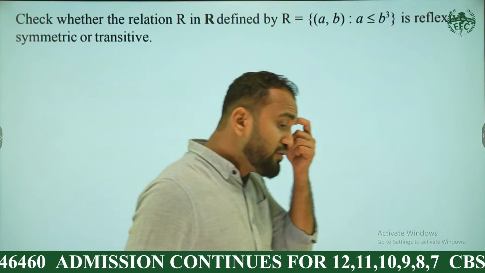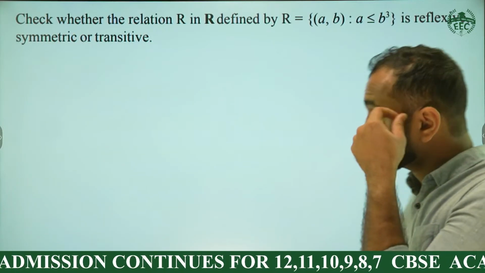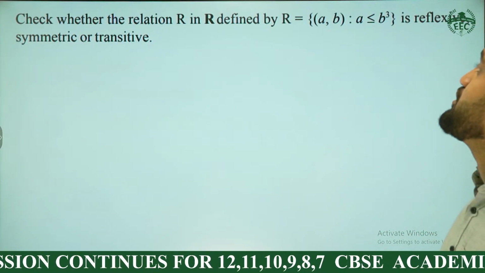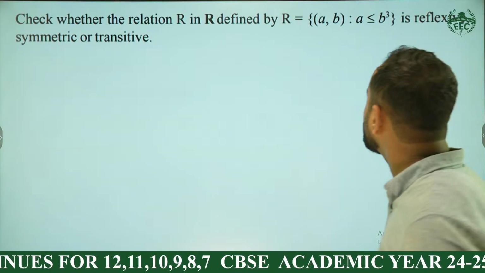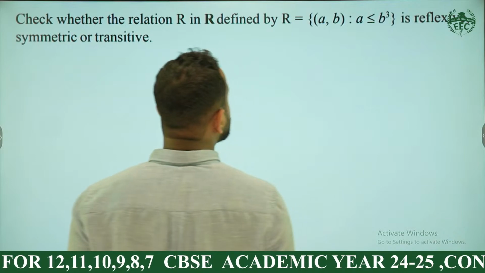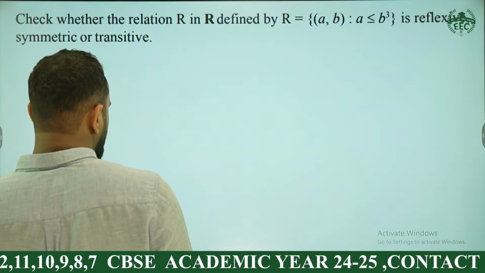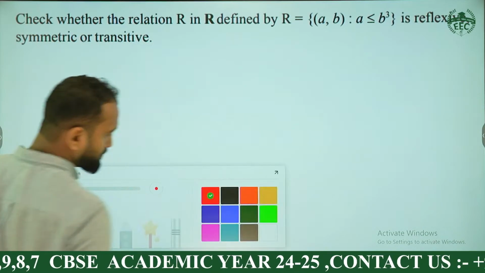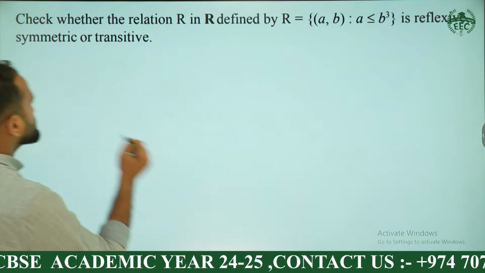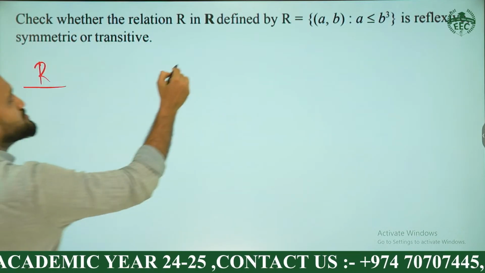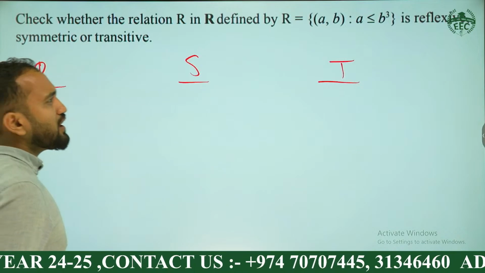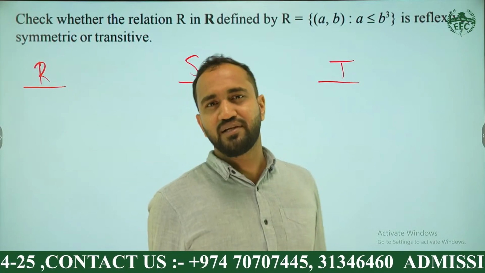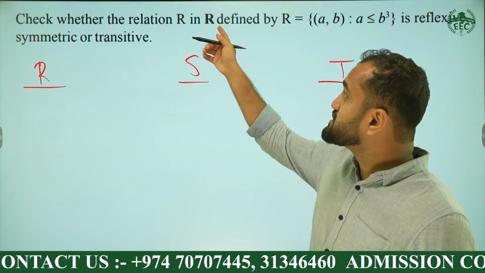Now let me give you one more question. Check whether the relation defined by (a, b) such that a is less than or equal to b cubed is reflexive, symmetric or transitive. So, checking reflexivity, symmetricity, transitivity. You have to think about all the elements where the relation is defined.